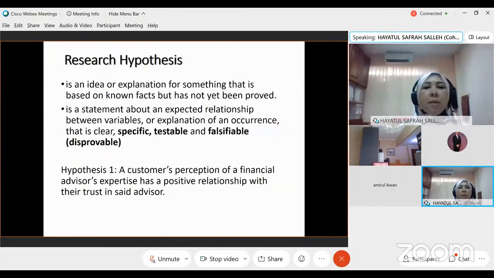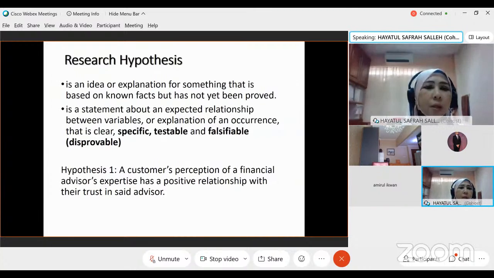Something that is based on known facts but has not yet been proven. Because this is the first research done using a university context, and your sample is lecturers. And maybe before this, there was already a sample, but not lecturers, maybe students or administration staff, for example. So you want to prove your hypothesis, whether there is a relationship or not, and so forth.